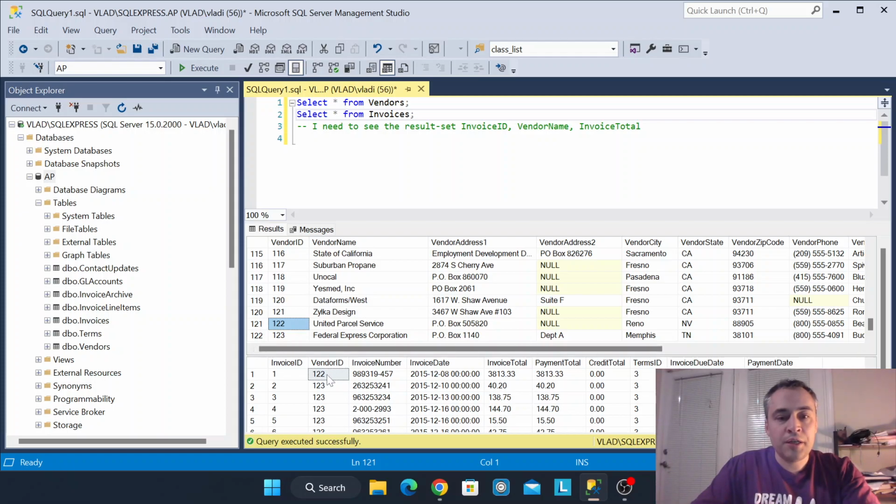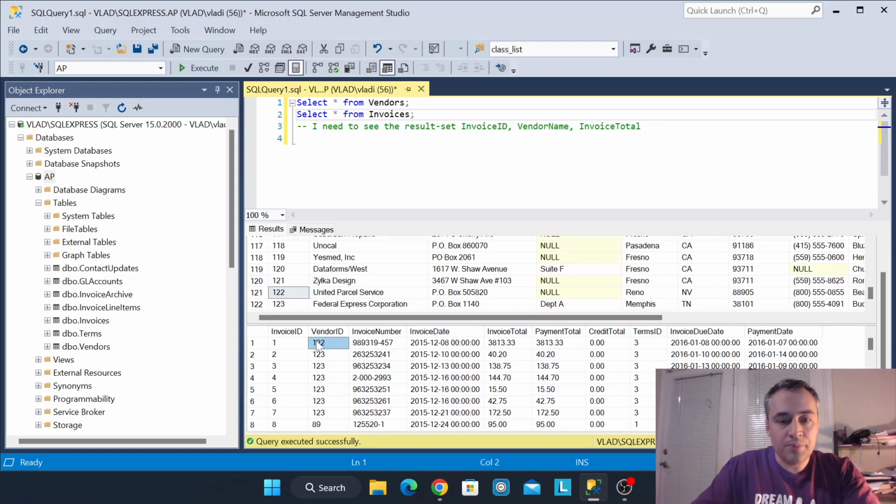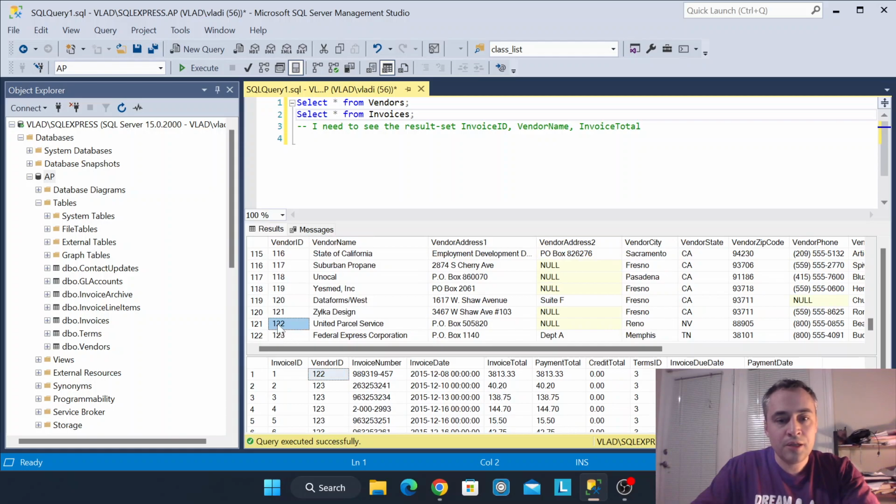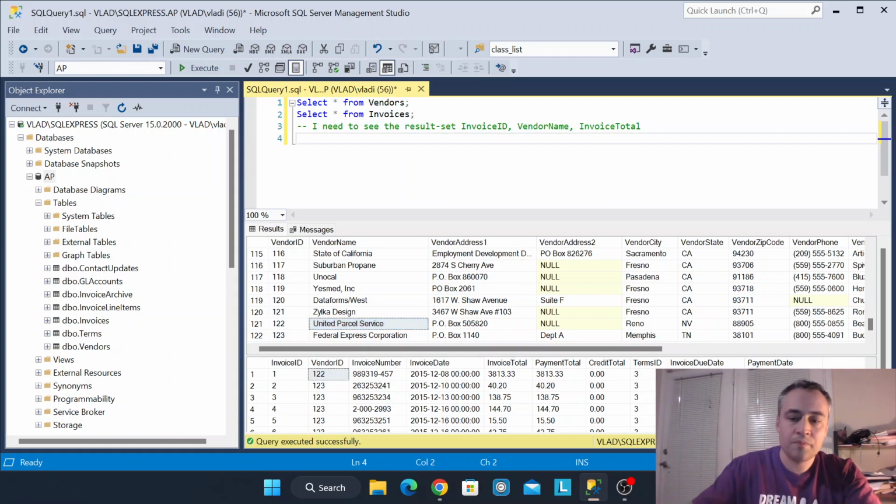So the identification of the relevant rows goes by vendor ID. Basically, vendor ID over here, 122, is the same as vendor ID over here. So which vendor actually generated this invoice is United Parcel Service. So let me do a join that will identify, in particular, these two rows and many other rows by the same vendor ID.